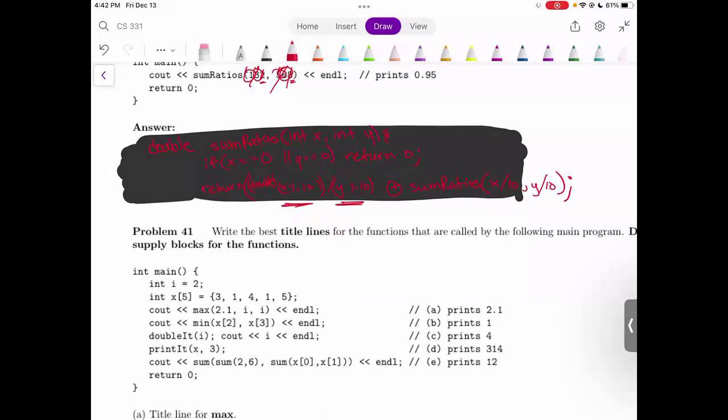But yeah. So this code is the recursive code for sum ratios. Does anybody have any questions about it?